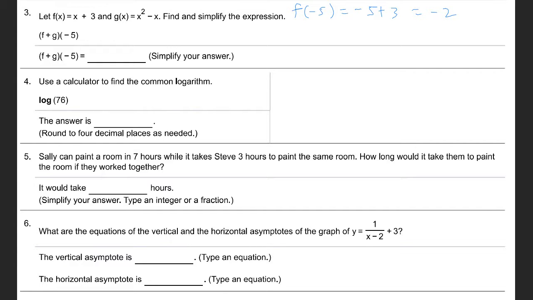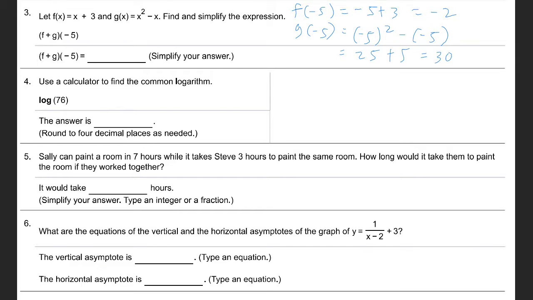And then we do g of -5. So we plug in -5 for x again. So that's x squared, so we have a power of 2 here, minus -5. So our answer here is equal to 25. That's -5 times -5, plus 5. So we will get 30.